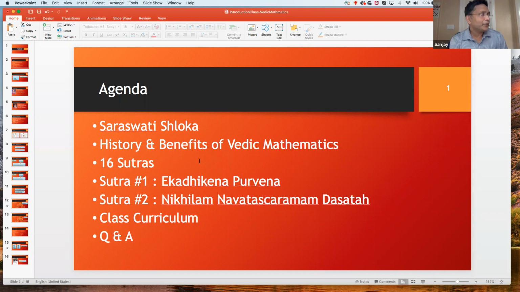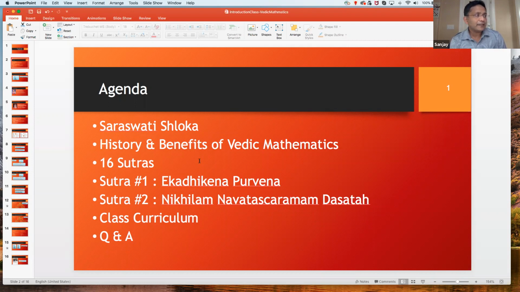Then we will go into the Sutra topics. This whole Vedic mathematics is built around 16 sutras, where sutras mean formulae. We'll have a simple example of two sutras that are very easy to understand, so that you get a quick preview. I want to make sure these 20 minutes also allow you to learn something new of Vedic mathematics, if you have not heard about this subject.